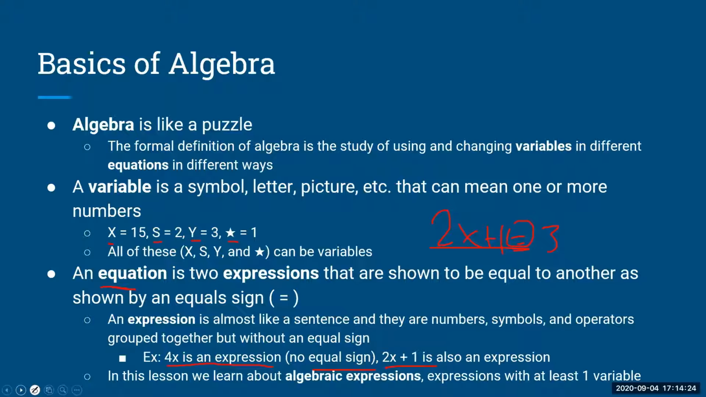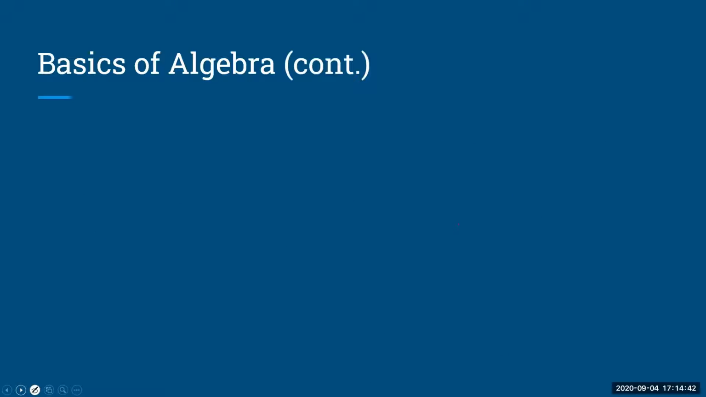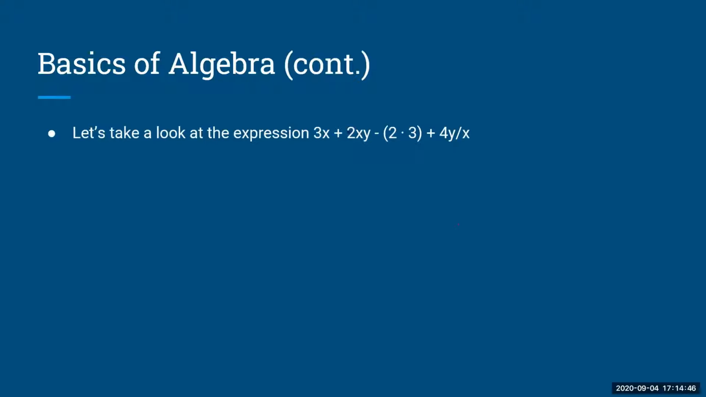And this lesson, we learned about algebraic expressions. So like these ones, these are algebraic expressions. Expressions with at least one variable. So basically expressions make equations. And equations, all you just gotta do is have an equal sign and have 2 sides. And that's how you have an equation. Okay.